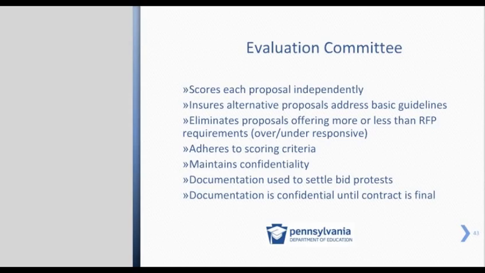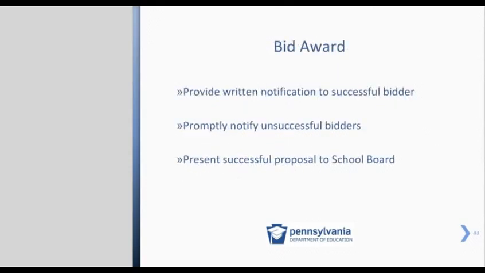The evaluation committee must maintain confidentiality and must maintain thorough documentation throughout the process. This documentation will be used to settle any bid protests if they arise. The documentation remains confidential until the contract is final. Successful bidders should be notified in writing, and unsuccessful bidders should be notified as promptly as possible. The successful proposal should be submitted to the school board for approval.